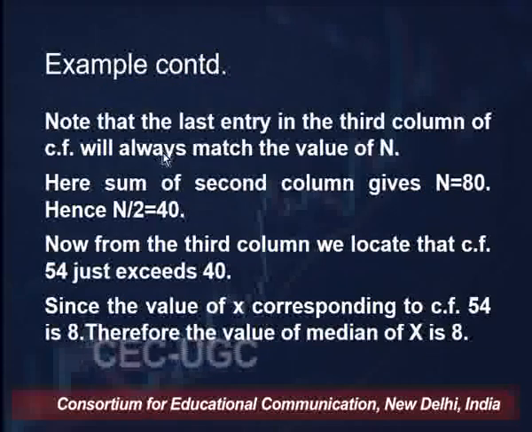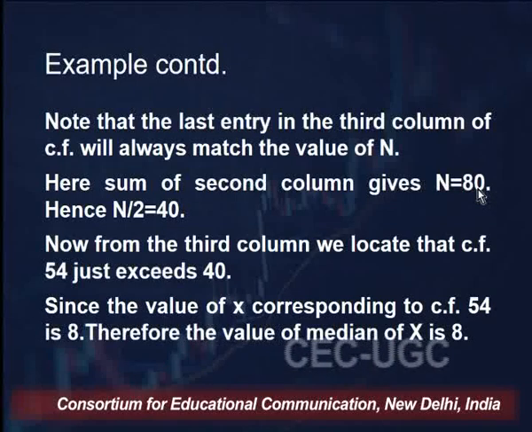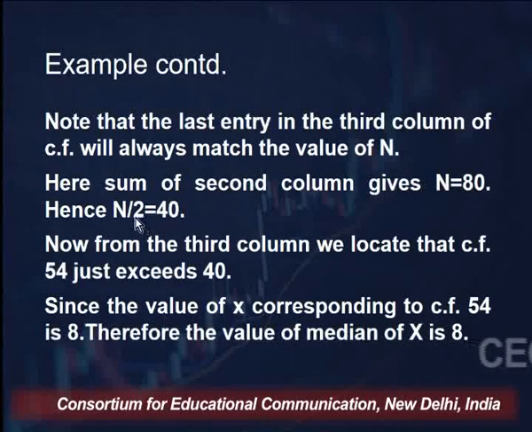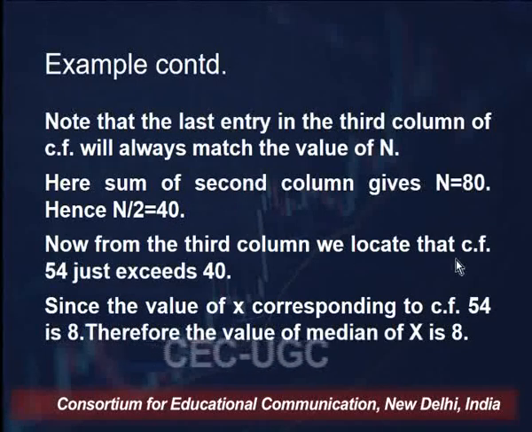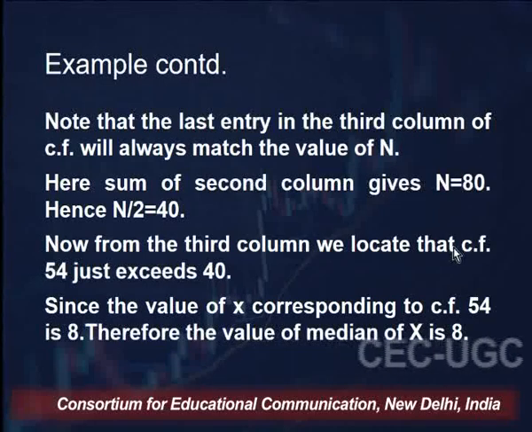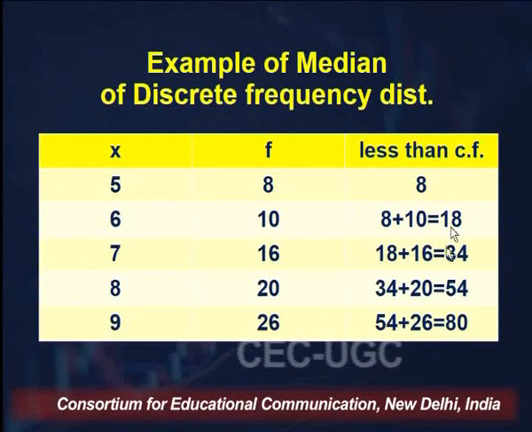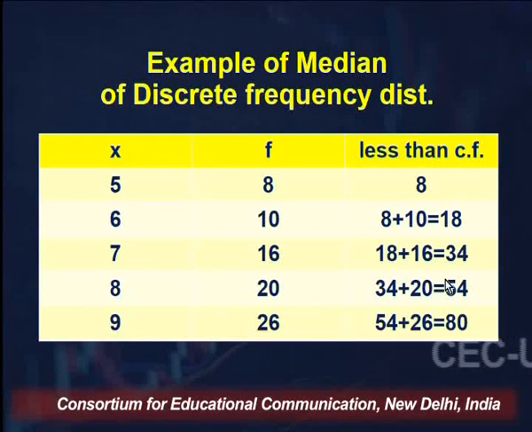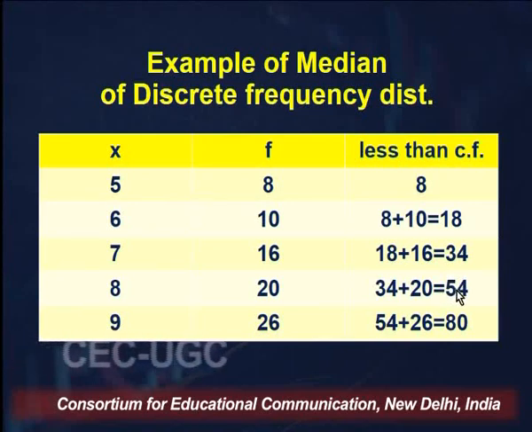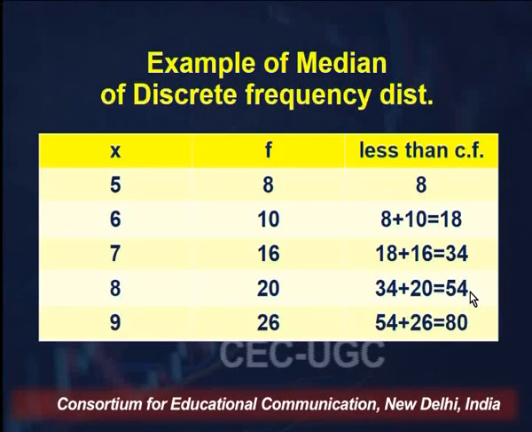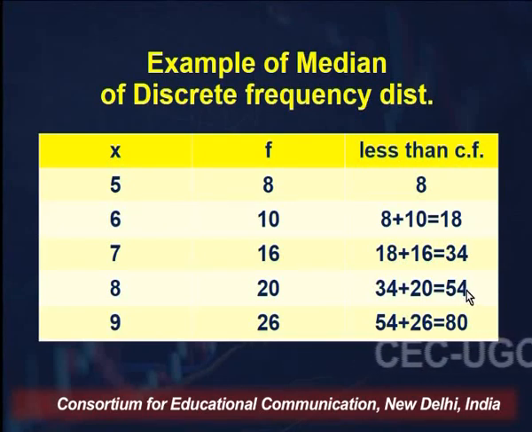So now note that capital N is 80, as I have already said, the sum of the frequencies. I will obtain N by 2, very simple, it is 40. Then in the third column we have computed the cumulative frequency. I have to look at that cumulative frequency which just exceeds 40. So let me go here. See, 8 doesn't exceed 40, 18 doesn't exceed 40, 34 doesn't exceed 40, but 54 exceeds 40. This is the first time a cumulative frequency has exceeded 40. So I will locate that cumulative frequency which just exceeds N by 2, which is 40, and then I just go here and hit on this x.